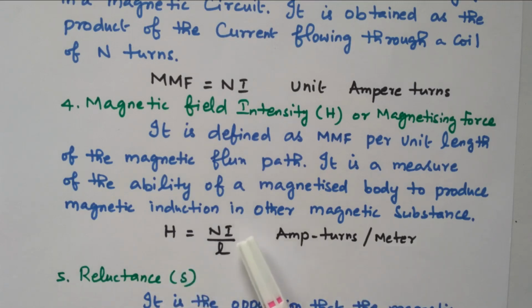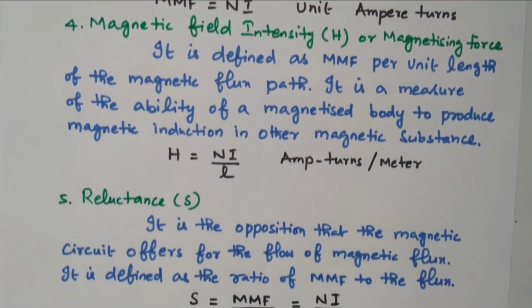So it will determine what is the magnetomotive force available for a given length, so that it is a measure of the ability of the magnetizing body to produce magnetic induction in other magnetic substance. So it will measure the ability of the magnetizing body. How this magnetic circuit will produce the flux in the flux linkage with the other magnetic substance. So this is intensity. How far the intensity can link with the other magnetic substance is given by magnetic field intensity or magnetizing force. Next one is the reluctance.